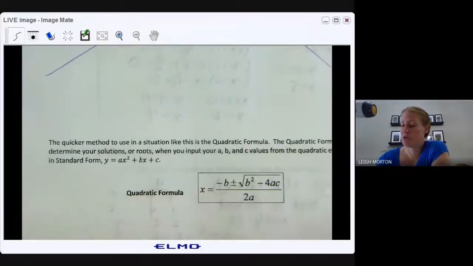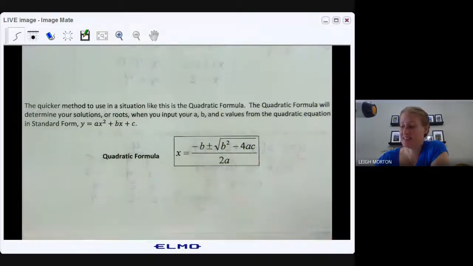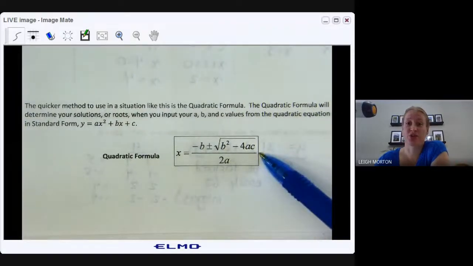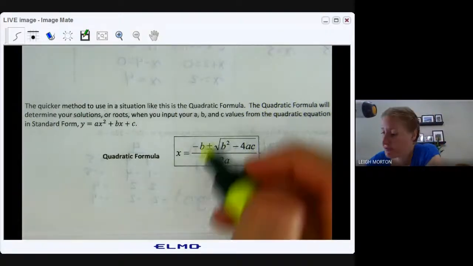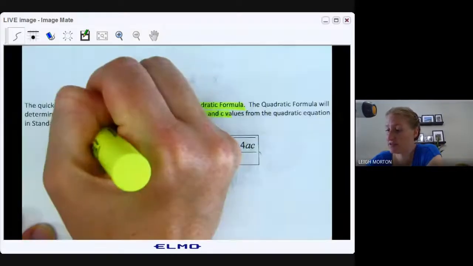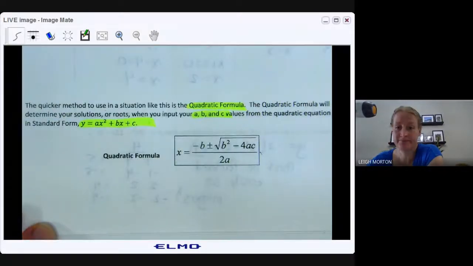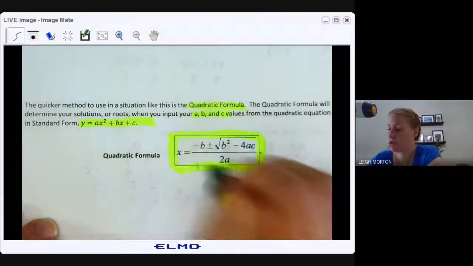The quicker method to use is what we call the quadratic formula. This is the calculation I was talking about you're going to want a calculator for. So we are going to use the quadratic formula. It takes the a, b, and c values out of our standard form, and we sub it in here, and that's going to give us our 2 x values.